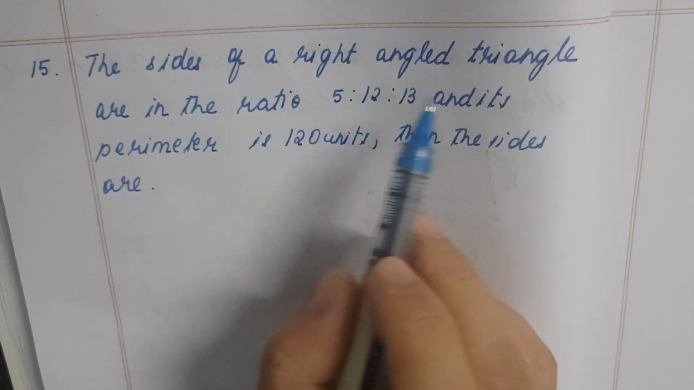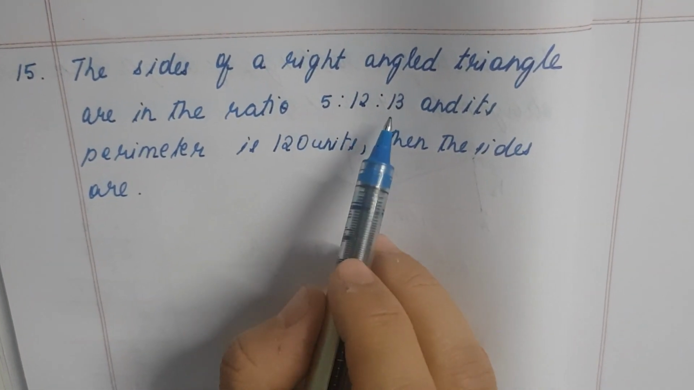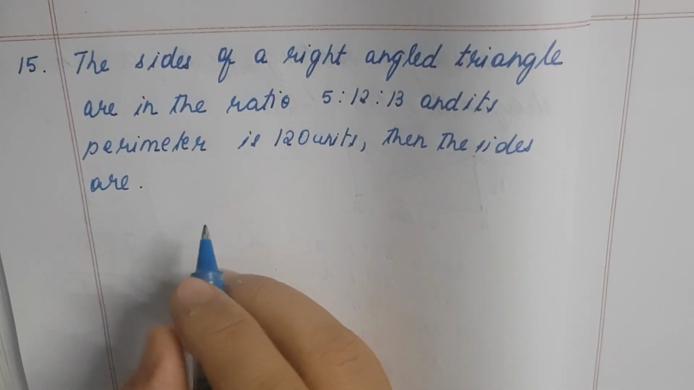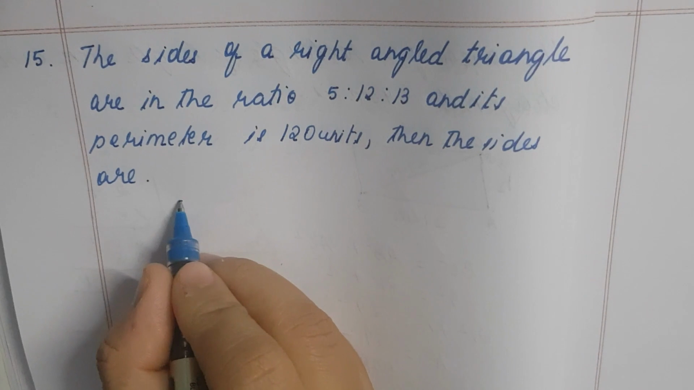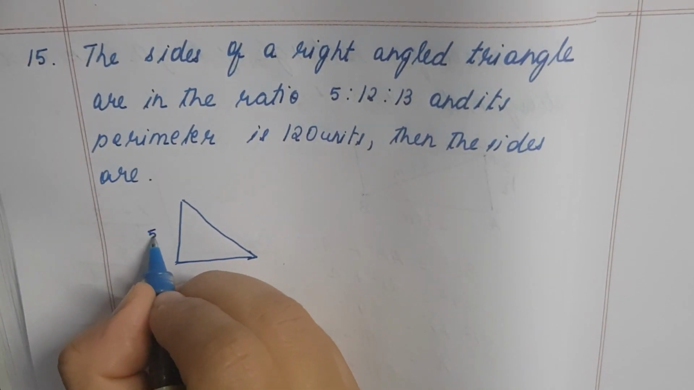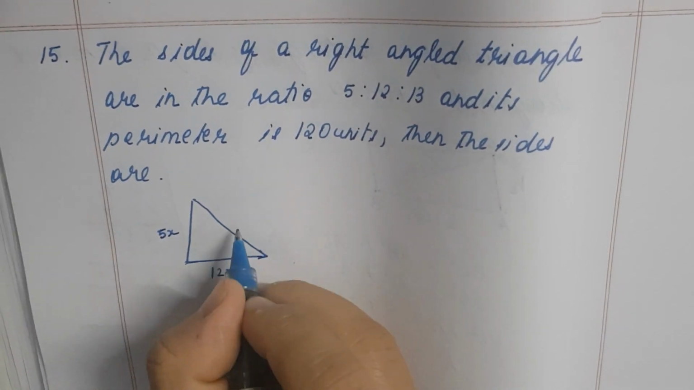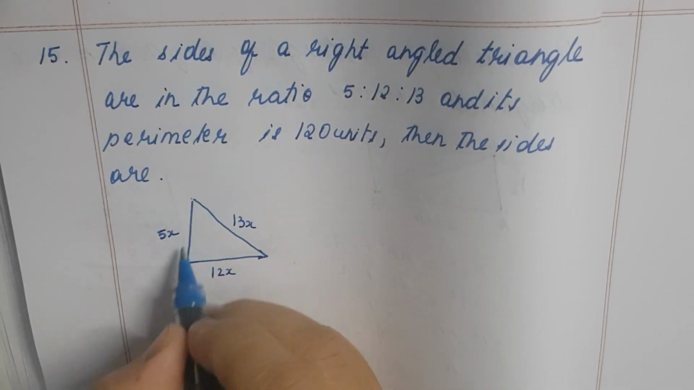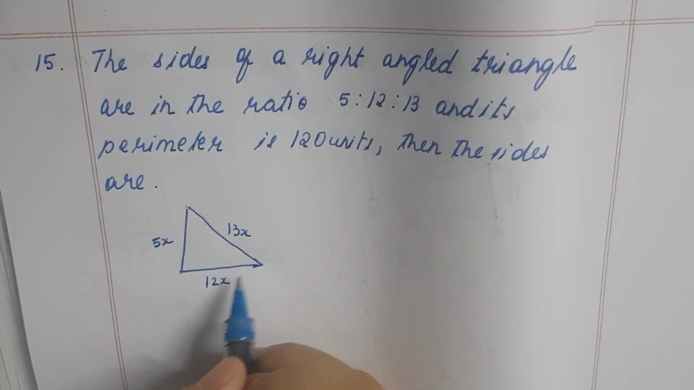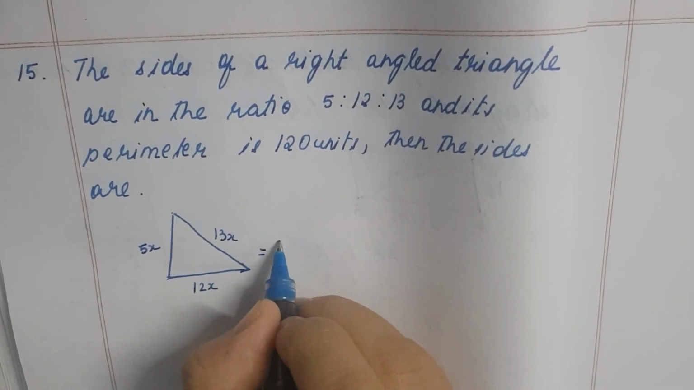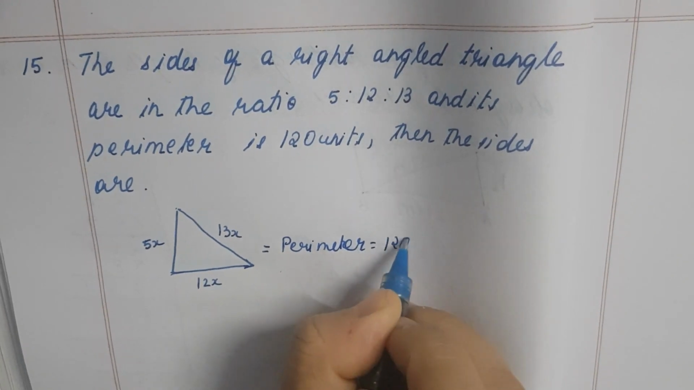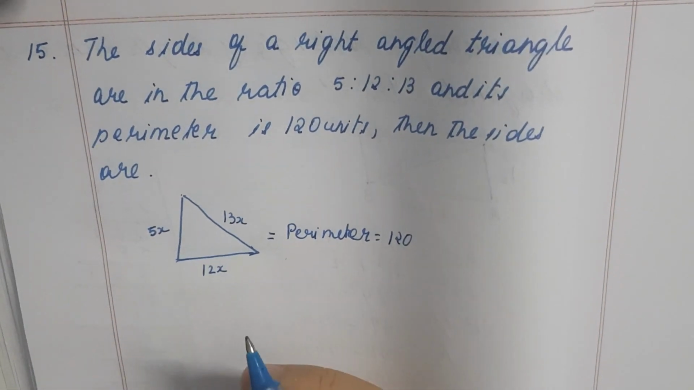The sides of a right angle triangle are in the ratio 5:12 and its perimeter is 120 units. Then the sides are... so there is a triangle. Okay, so this is 5x, this is 12x and this is 13x. So the total perimeter, that is the boundary, is 120 units. So perimeter is 120 and now they are asking us to find each side.